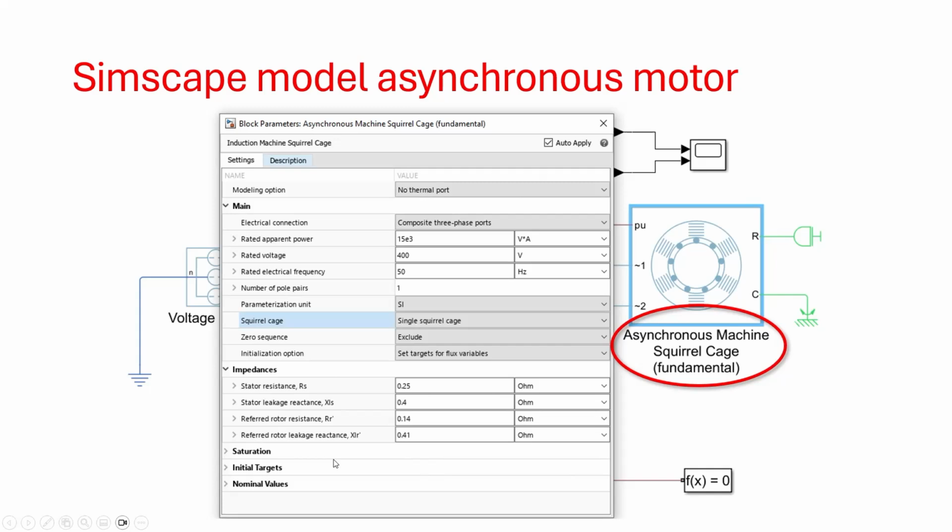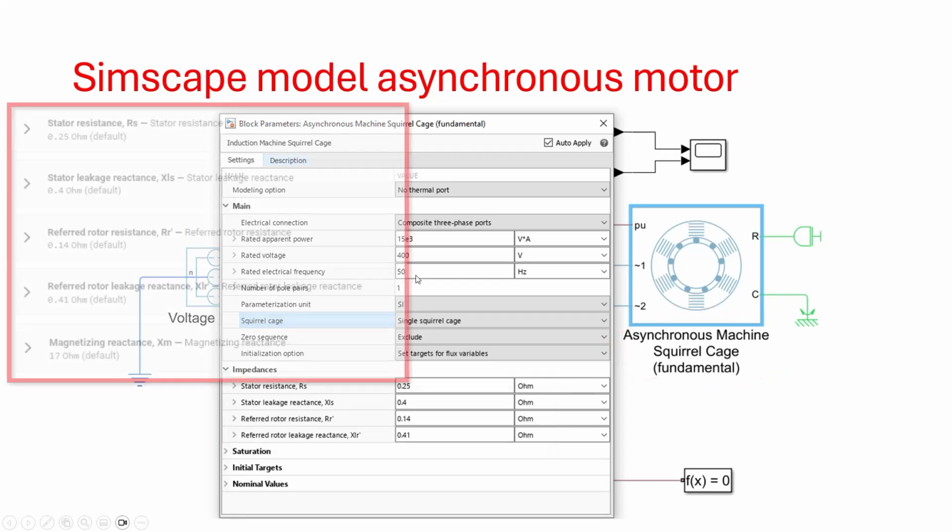And then last but certainly not least, we have that asynchronous machine over here, which is a squirrel cage induction motor. And when you click on it, you see a lot of parameters over here: the rated power, the rated voltage, and the rated electrical frequency. But these parameters are the most difficult parameters to figure out.